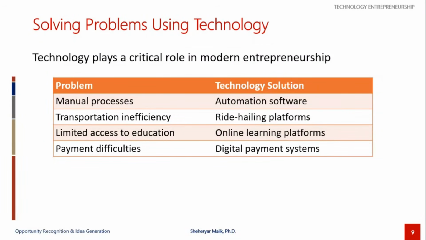since we are discussing in this course, focusing more on technology entrepreneurship, so we would certainly be looking at this aspect: technology plays a very critical and crucial role in modern entrepreneurship. If you look at the entrepreneurial startups which are arising, most of them are technology based. And so you can figure out what sort of problems are there. For example, it could be that there are manual processes in an organization or related to a particular problem. So what you can do is come up with an automation software.